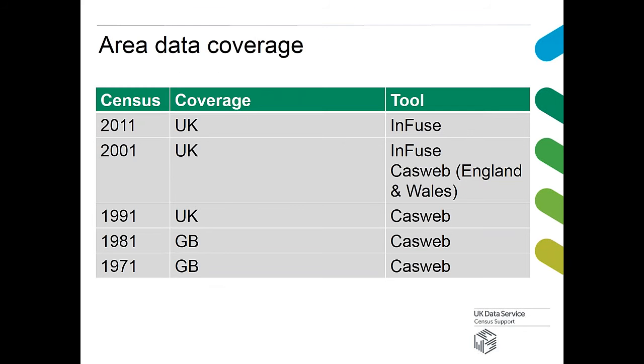Okay, we actually host 1971 to 2011 data, and we have two different applications that serve this data. So there's our newer application called Infuse, and CASWeb is for our older data. And just to demonstrate there that for 81 and 71 we don't have Northern Ireland data, but we have UK level data for the other countries.